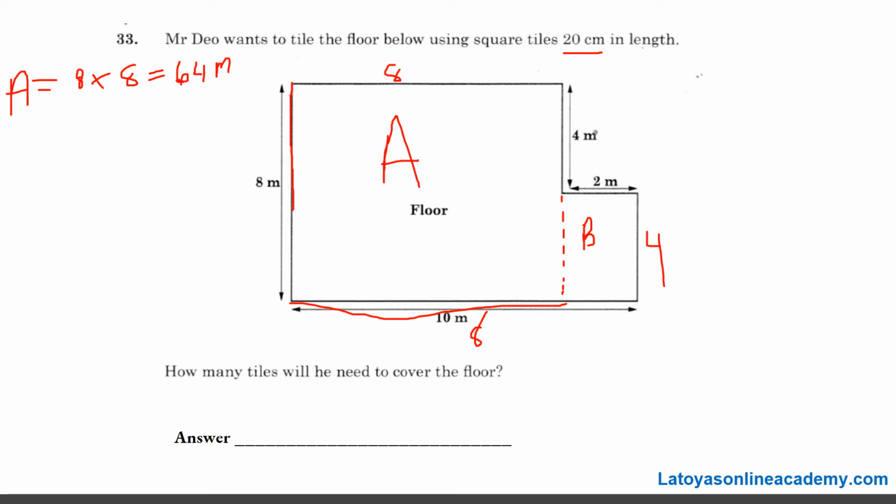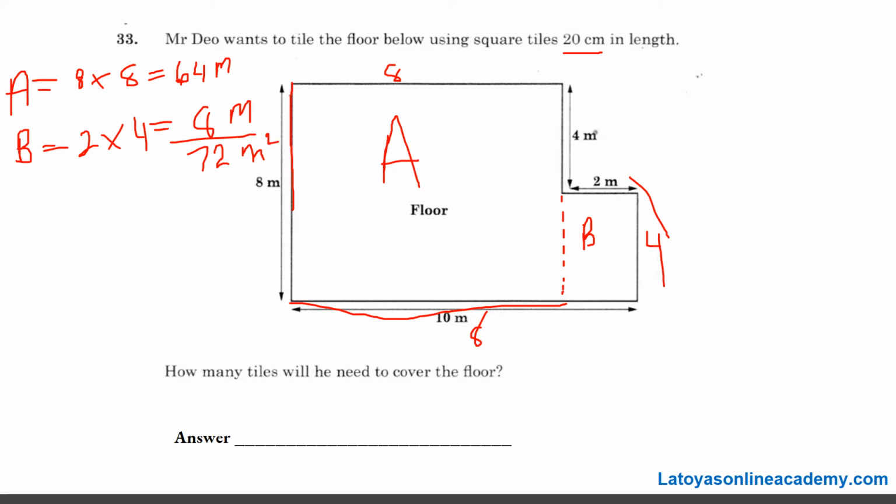And then shape B is a rectangle. How do I find the area of a rectangle? It's going to be length by breadth, or length by width, which is going to be 2 by 4. And that's going to give me 8 meters. And when I add this, I'm getting a total of 72 meters squared.